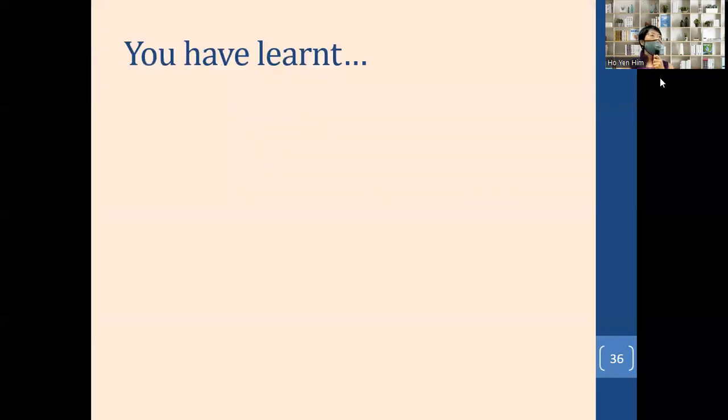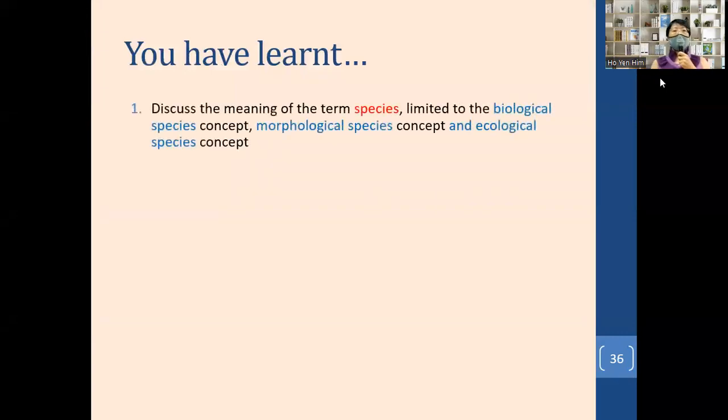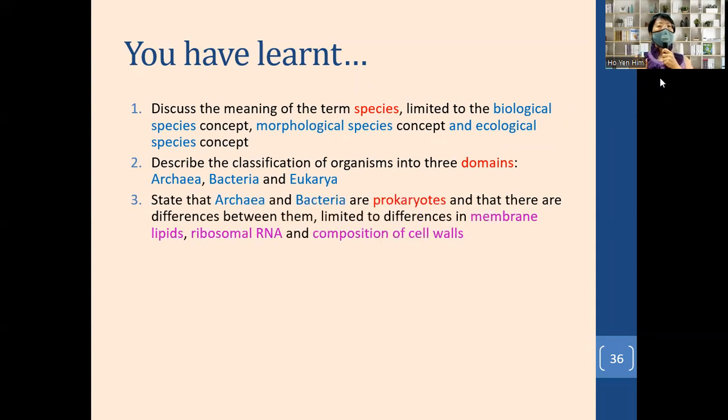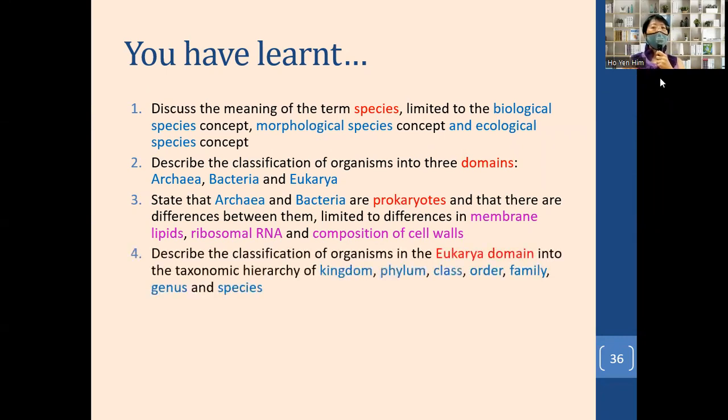So that's all for today's lesson. So you have learned to discuss the meaning of the term species, limited to biological species concept, morphological species concept, and ecological species concept. Describe the classification of organisms in the three domains, Archaea, Bacteria, Eukarya. State that Archaea and Bacteria are prokaryotes and that there are differences between them, limited to differences in the membrane lipids, ribosomal RNA, and composition of cell wall. Describe the classification of organisms in the Eukarya domain into the taxonomic hierarchy of kingdom, phylum, class, order, family, genus, species.